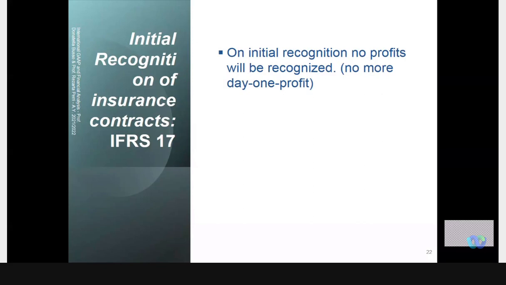When IFRS 17 comes into full effect, it will say that on the day you receive the money of the premium, you will not recognize profits. So no more day one profit. And allow me to expand that a little further. That is consistent with accounting and revenue recognition rules.